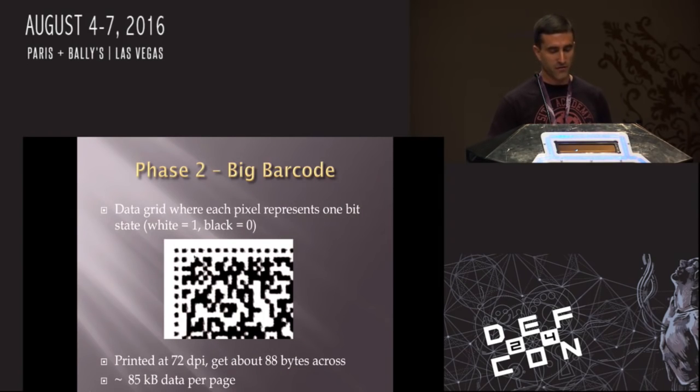It has a timing line on all four sides. And it has the data, I call it the data meat, in the middle. And if I print that image at about 72 dots per inch, I can get about 88 bytes of information across a single pixel line. Each of these is a bit, right? I mean, that's an off bit. Those are on bits. And I get about 85 kilobytes of data on a page. So I was pretty happy with that.